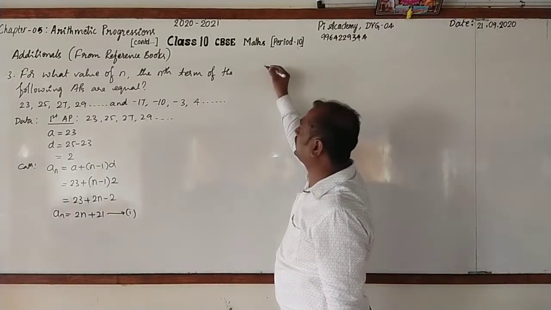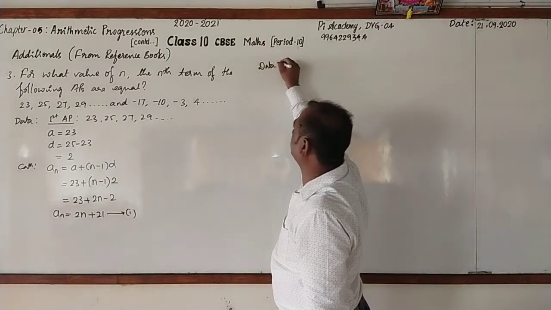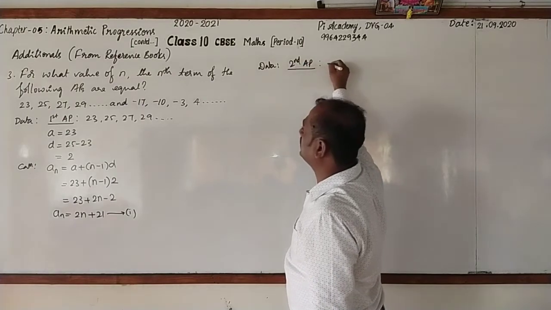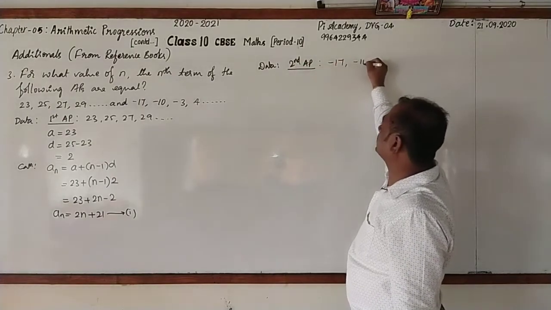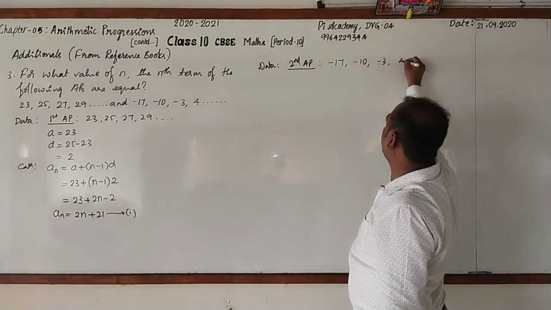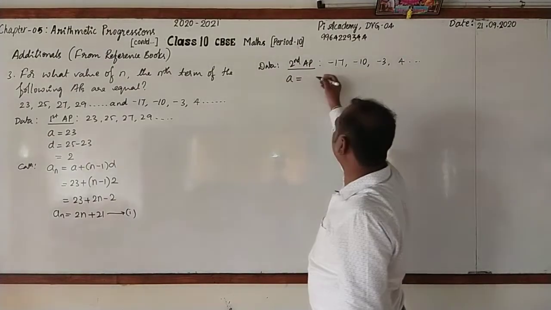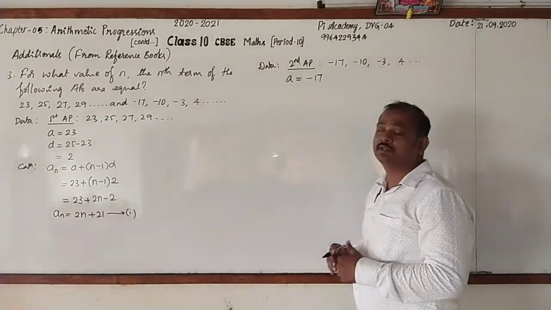Similarly, I go for taking the second AP. For that also I will write the data. In the second AP, that is minus 17, minus 10, minus 3 and 4, and so on. Here I will write the first term. What is the first term? Minus 17.